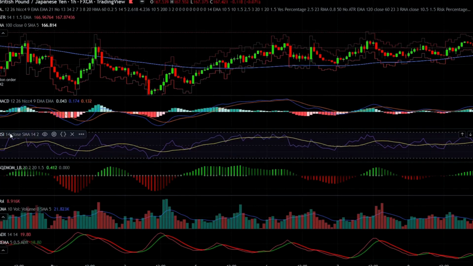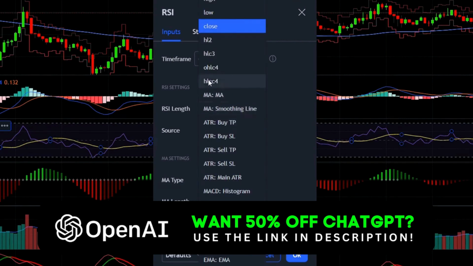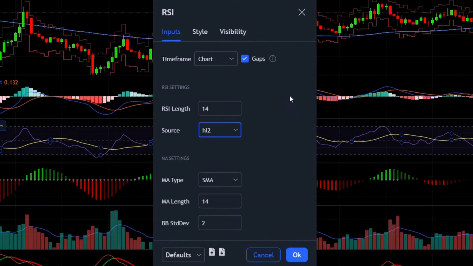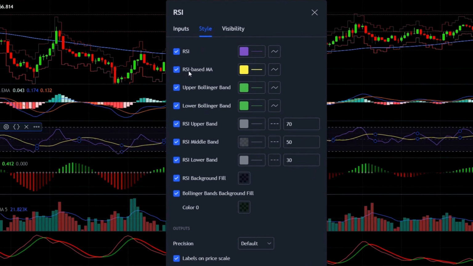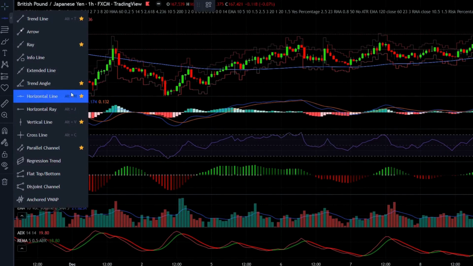Next up, let's modify the RSI. We are going to change the source here also, but it's not going to be HLCC4. We are going to use HL2, which is basically high price plus low price divided by 2. Also switch to the style settings and untick the RSI based MA as we won't need that. One last thing with this RSI indicator, add the horizontal line on it at the 50 level.